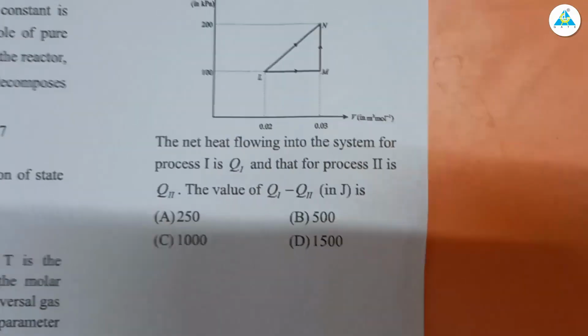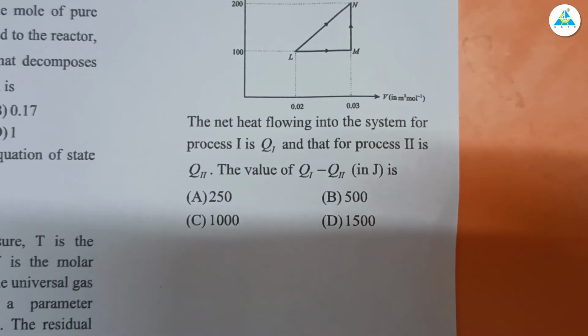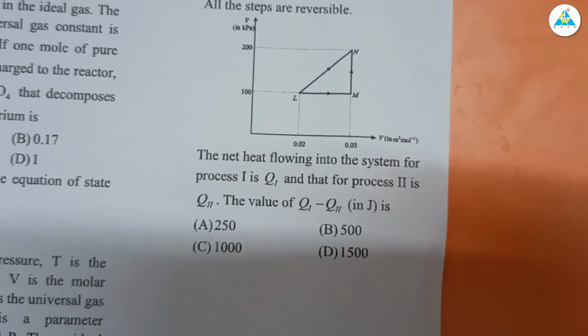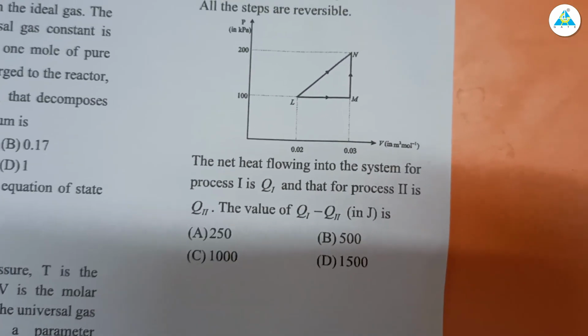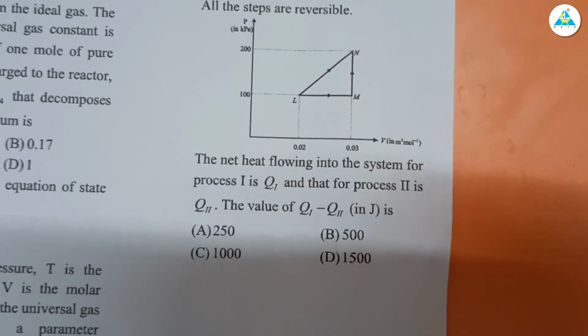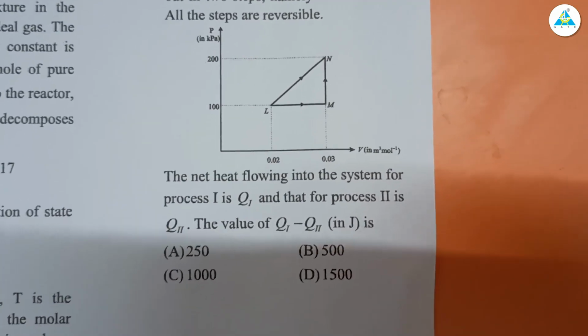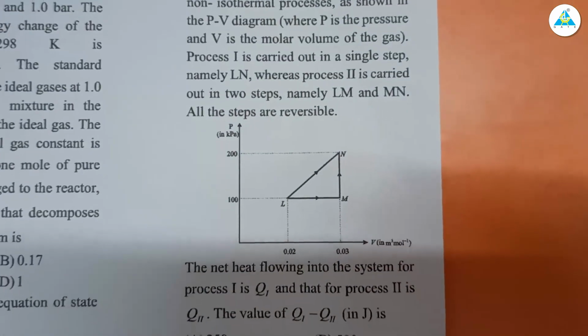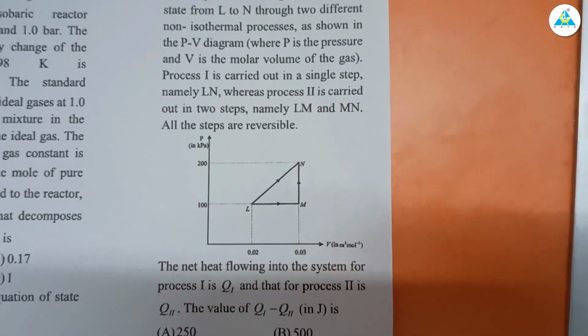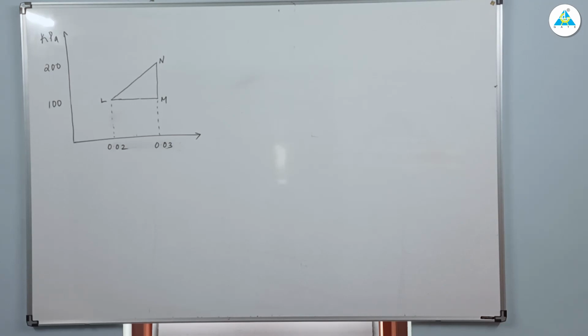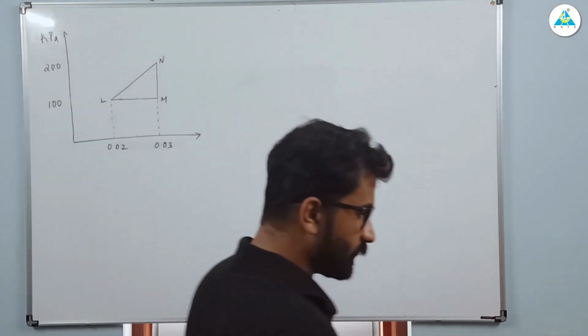Now, the net heat flowing into the system for process 1 is Q1. For process 2 it is Q2. What is the value of Q1 minus Q2? So they are asking what is the value of Q1 minus Q2. Clear? So I hope the question is done. Now we will go to the solution part. You can see the diagram on the board.